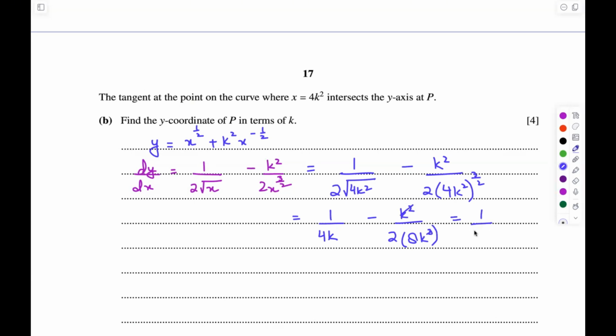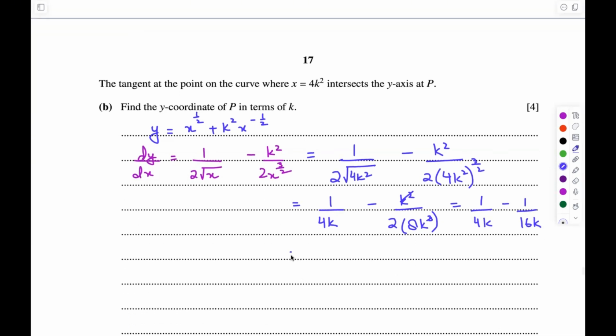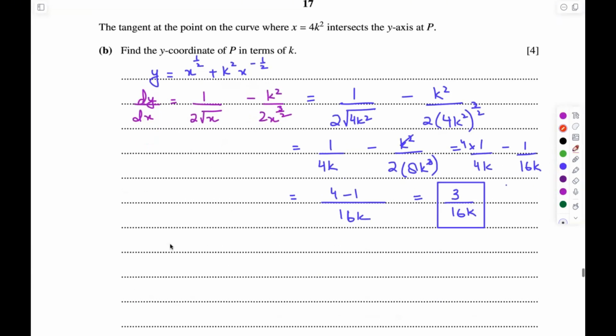We'll get 1 upon 4k minus 1 upon 16k. As the denominator will be 16k, this will simplify down. The gradient can be written as 1 upon 16k, and this will multiply by 4, so that will be 4 minus 1. The expression for gradient in terms of k will be 3 upon 16k. Now we have the gradient, we have the x coordinate. We can now find the y coordinate as well to make the equation of the tangent.